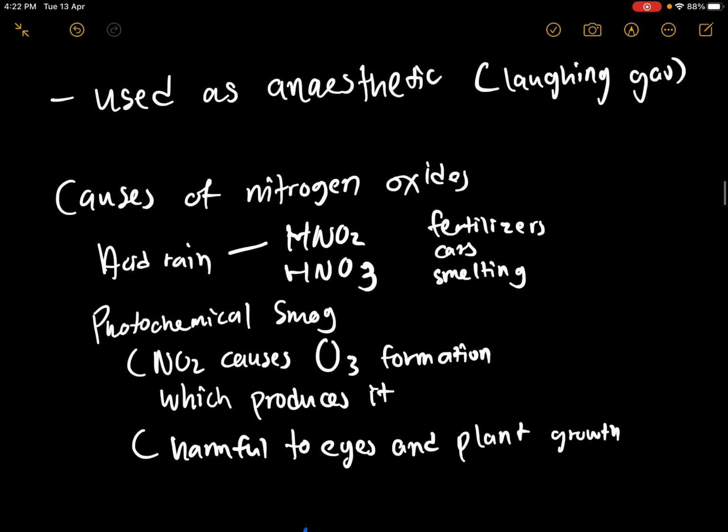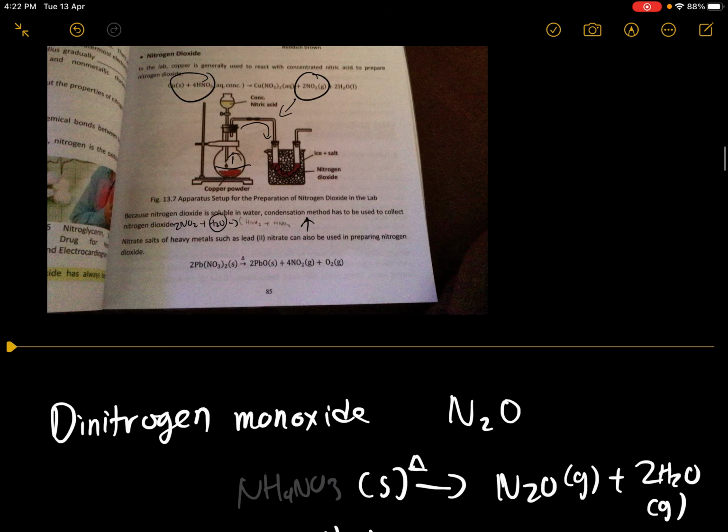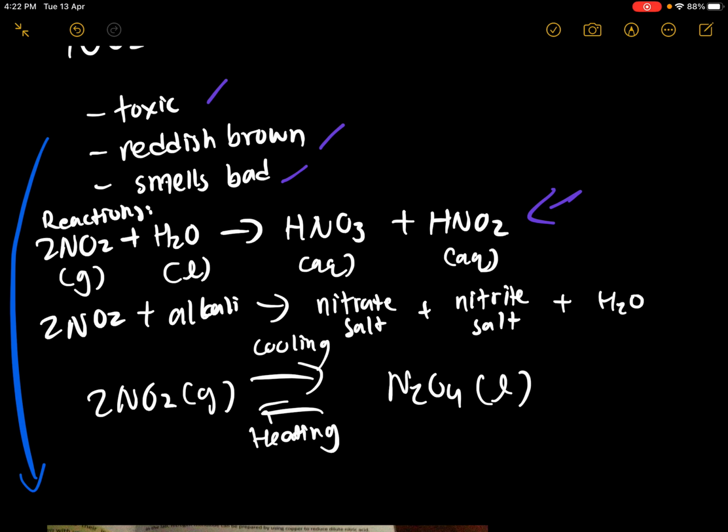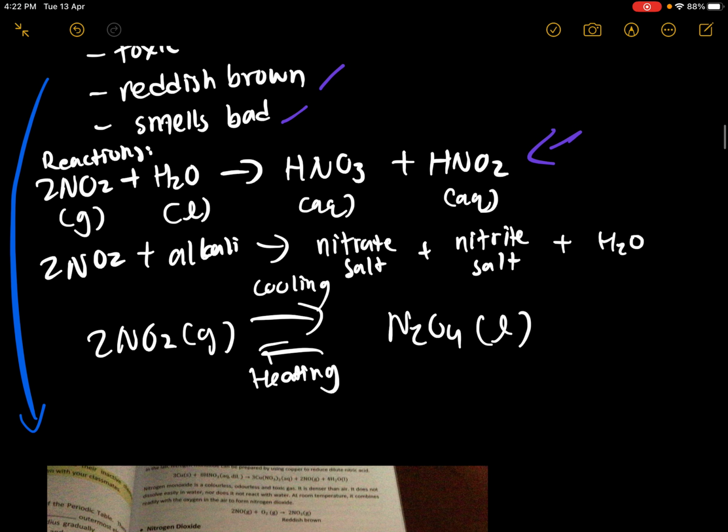For acid rain, it's different. What happens is, this nitrogen oxide gets released. There is a lot of water vapor in the air. Then you have to remember, if it reacts with water, it will turn into nitric acid and nitrous acid. These two are acidic, and that is why it's called acid rain.